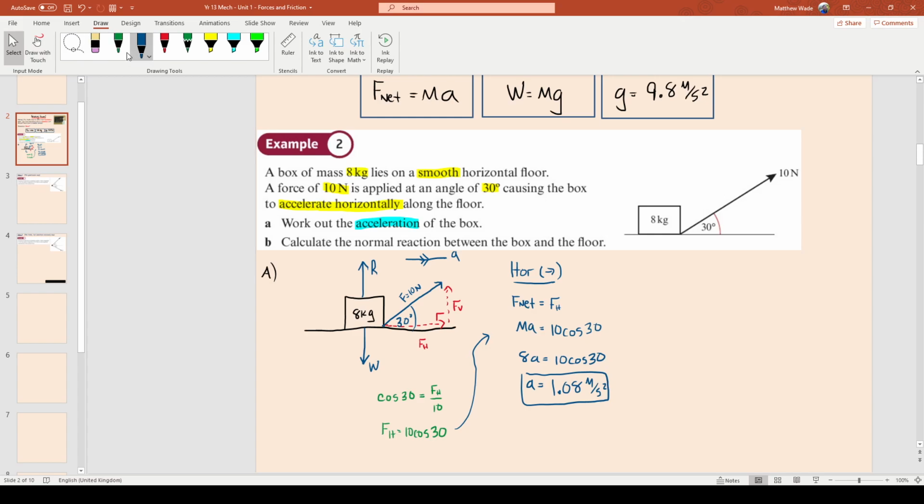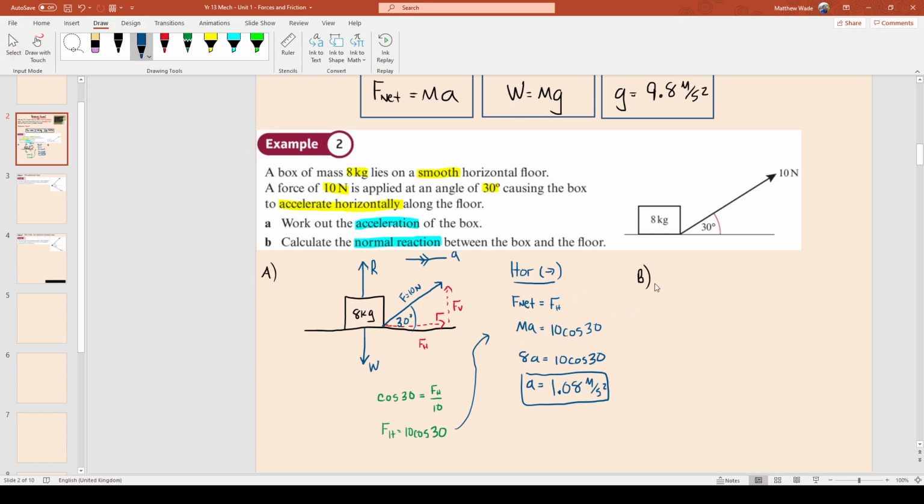Very cool. Okay, sweet. Now I'm going to do B as well. And for B, it's going to be the same deal. And guess what? I've already got the picture, so it's going to be lovely. For B, it says, calculate the normal reaction force, the normal reaction between the box and the floor. Oh no, what's a normal reaction? That's right, it's the R, my lovelies. That's what we're going to be on about.